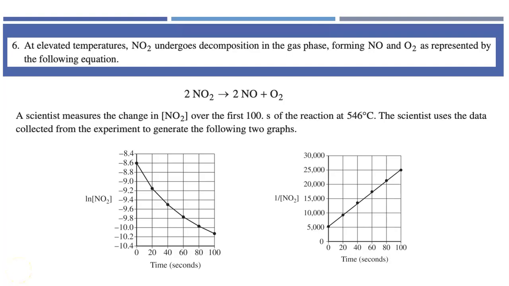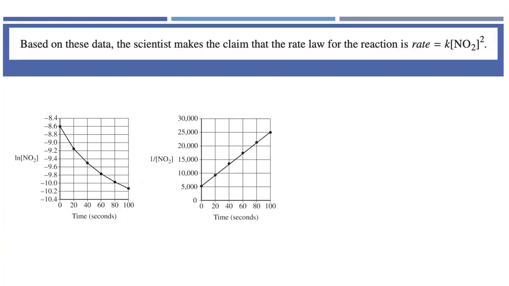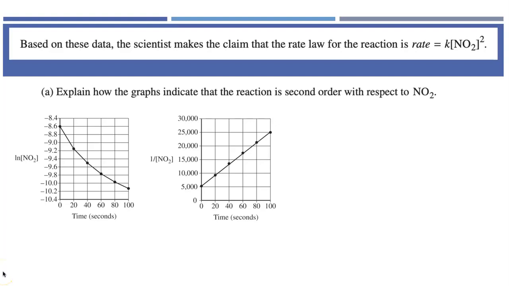What jumps out at me right away is that the right-hand graph is linear, the left-hand graph is not. Is that going to be important? Oh, yes. Based on these data, the scientist makes the claim that the rate law for the reaction is second order in NO2. Explain how the graphs indicate that the reaction is second order with respect to the nitrogen dioxide. So as we pointed out before, the left-hand graph is not linear, the right-hand graph is. But that's not how you need to word your answer here.